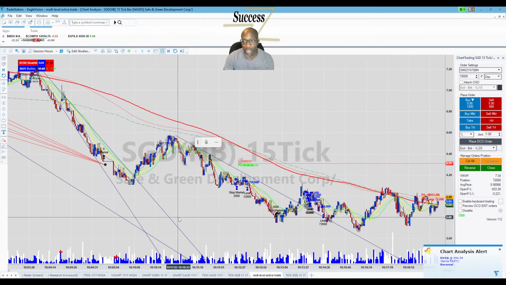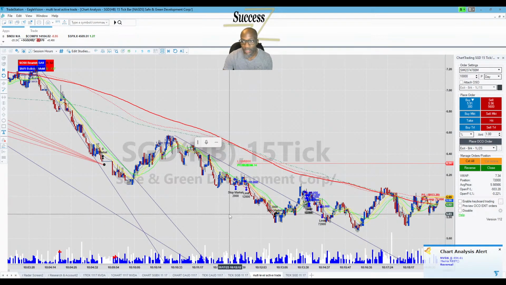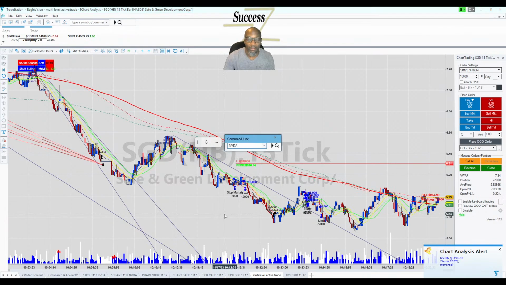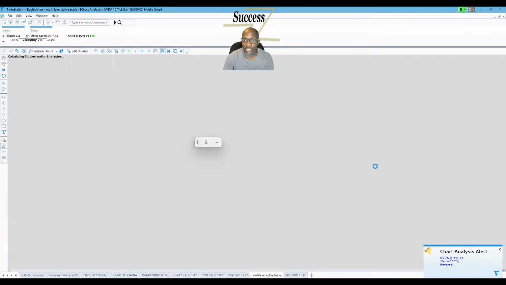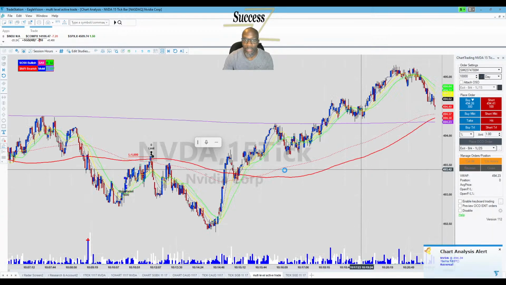Indicator alert. Take profit. All right, so the NVIDIA indicator is giving me some alert signals, but I am already in on that one. Why does it look like it's sitting still?